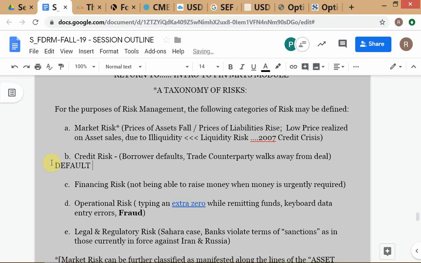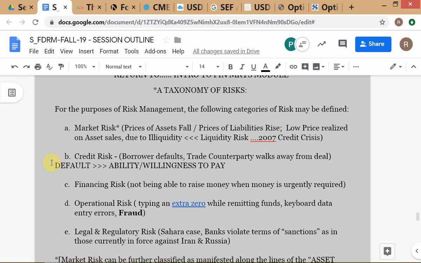Default, I'm not going to write "equal to" ability stroke willingness to pay. So I may have money like Vijay Mallya, but I don't want to pay. So you could have a default, and this default could be driven by unwillingness to pay.